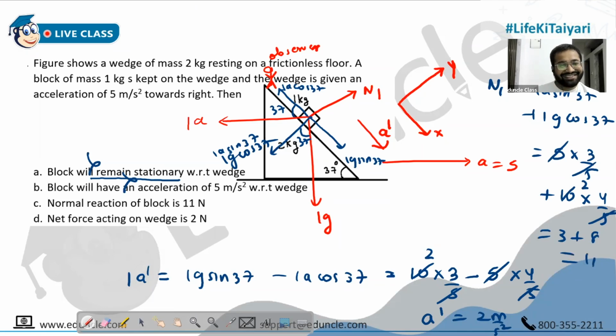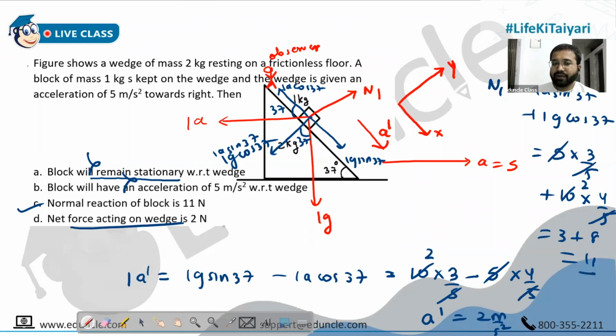We got 11. I don't know what exactly we did yesterday, but we made a mess out of it. It's a 4-line question. So the normal reaction on the block is 11. Whatever the force on the block is, that is the force it is going to exert on the wedge. The normal reaction felt by the block is the force that the block will exert on the wedge. So the force on the wedge due to the block is actually the same.